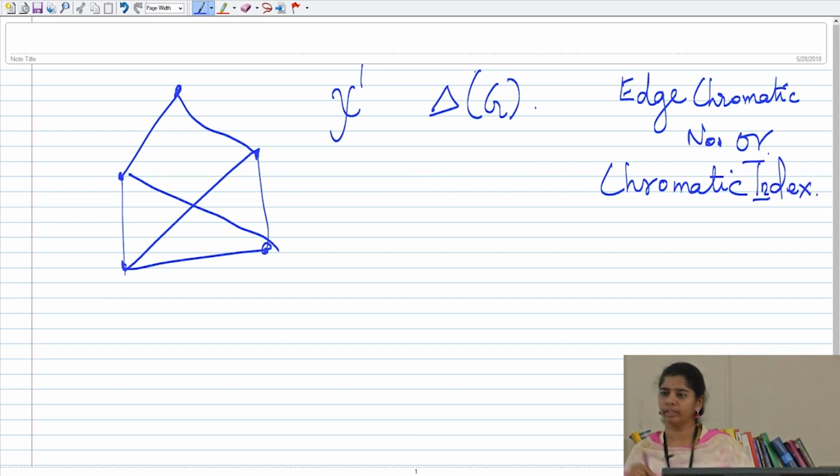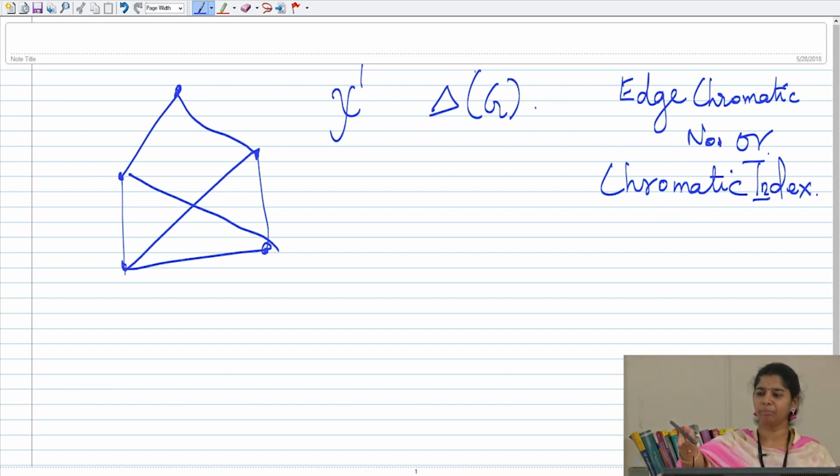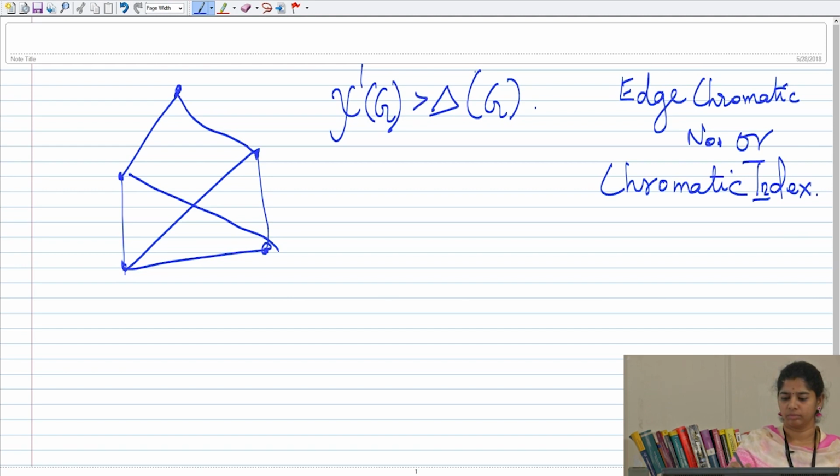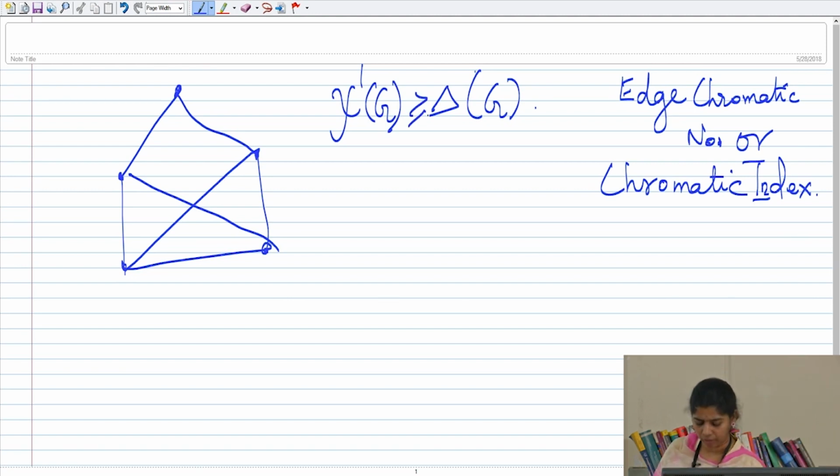Yes, how many colors do we require here? 4. He has given max degree. What is the max degree? 3. Then anybody else? Any other answer? So, one is we require at least delta colors because every vertex is going to be incident on delta edges. So, at least that many we have to look into, right. So, this is a lower bound for the chromatic index, that we require at least delta colors.